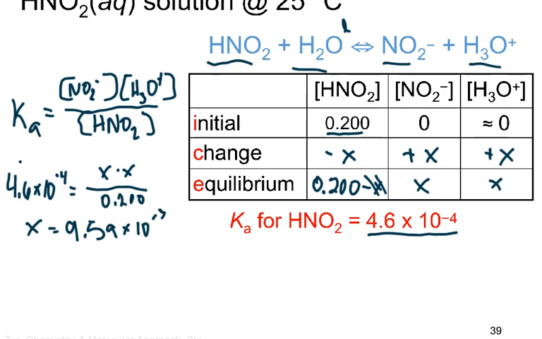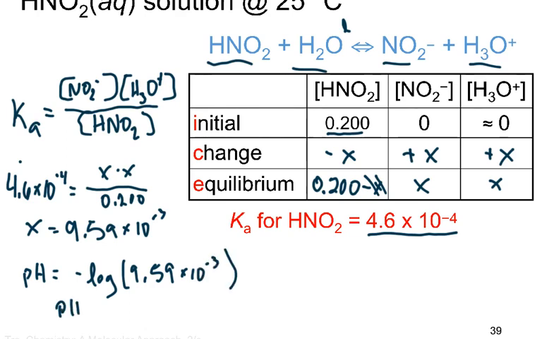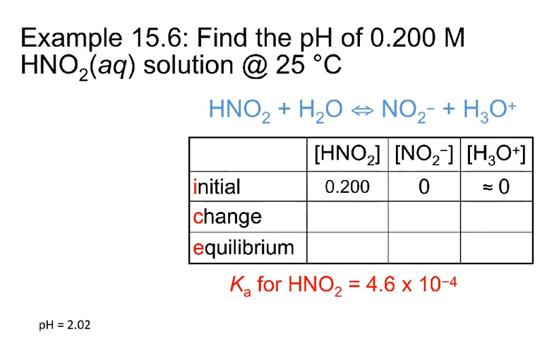The question asked me for the pH. So my pH is going to be the negative log of 9.59 times 10 to the minus 3. So my pH is 2.018 or 2.02.